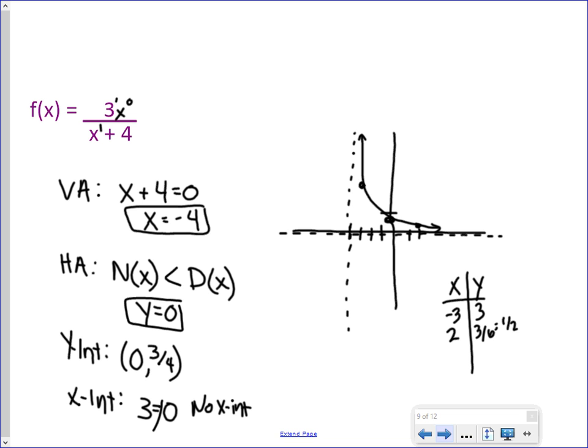Okay, now I need to figure out what's happening on the other side, so I might choose -5 and -6. Notice I'm not going to put in -4 because that would give me undefined. So there is no point at -4. That gives me -3 and -3/2. So I can plot those points. And I think I know what's happening over there too.